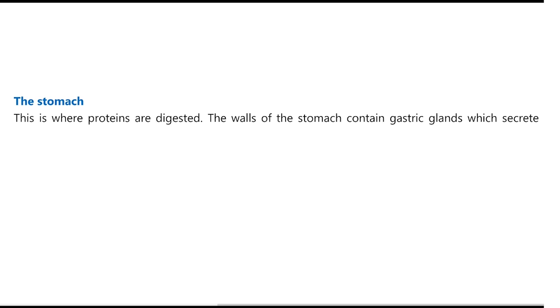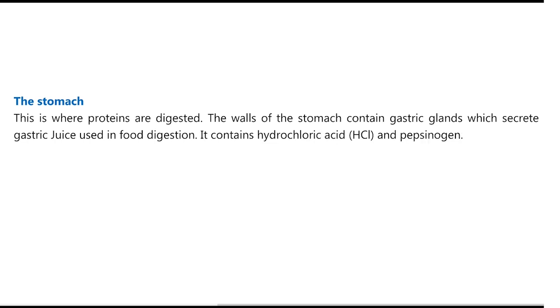So these glands secrete a juice called gastric juice used in food digestion. The gastric juice contains hydrochloric acid and pepsinogen. The pepsinogen is the inactive form of pepsin. Gastric glands also secrete mucus, which protects the stomach walls from digestion by the pepsin.